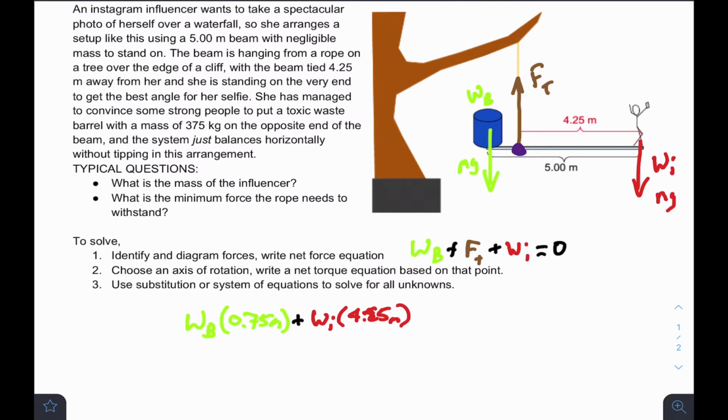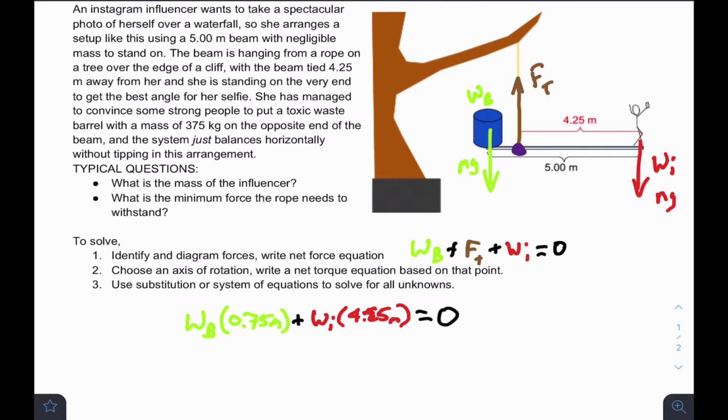the pivot point. When we have three forces, we pick one of the forces being the pivot point, and that gives us the way to calculate what the other forces are, because that means they have to cancel each other out and balance out. All right. Since we know the weight of the barrel, we can solve for the weight of the influencer just by plugging this information in. We know the mass of the barrel, so the weight of the barrel is mass times acceleration of gravity in this case. So what we can do then is plug that in if we want to.